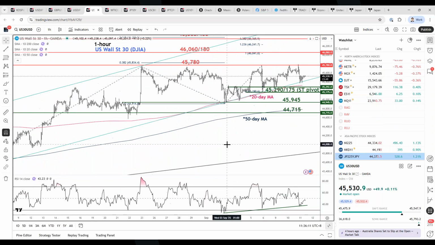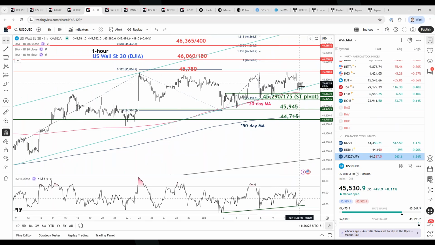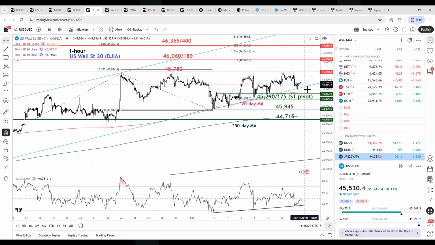So it seems to us that the Wall Street 30 is now consolidating in a minor ascending triangle range configuration since the previous fresh all-time high on 22nd of August. All right. So it's still in a bullish consolidation phase, potentially looking for a bullish breakout on the US Wall Street 30. So still no change. Key levels still remain the same, 45,290 / 45,175, which is the confluence with the 20-day moving average, acting as the key short-term pivotal support zone.